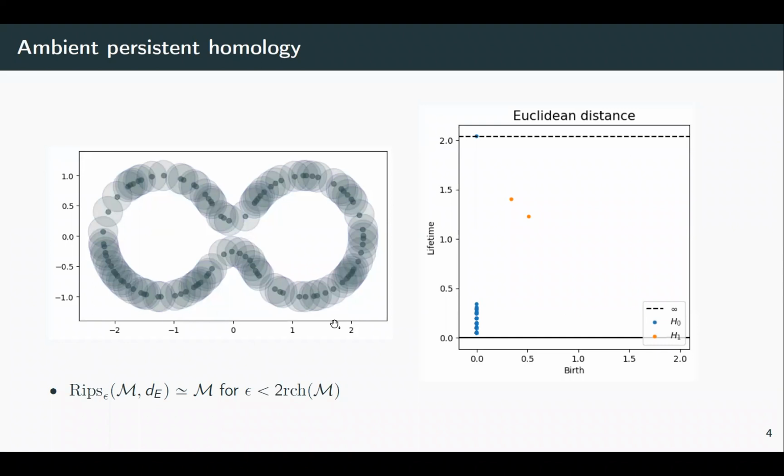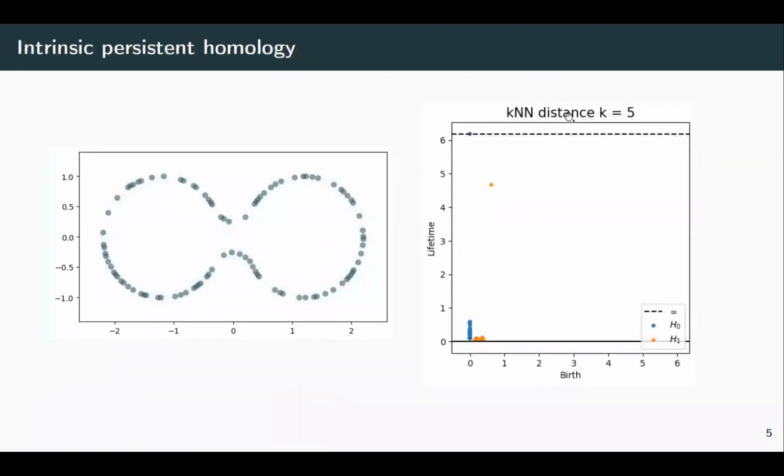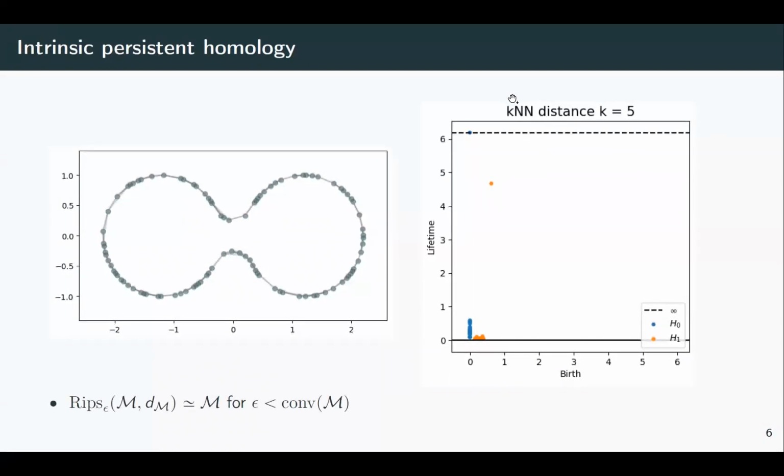So let's try to fix this problem and use an intrinsic distance in the computation of persistent homology. Of course, we don't know the underlying manifold, but there is some theory. The K nearest neighbors distance, which can be computed from the sample, is an estimator of the intrinsic distance. It works as follows: you construct a graph over the points, in this case for k equal to 5, and then compute the distances between the points using this graph.